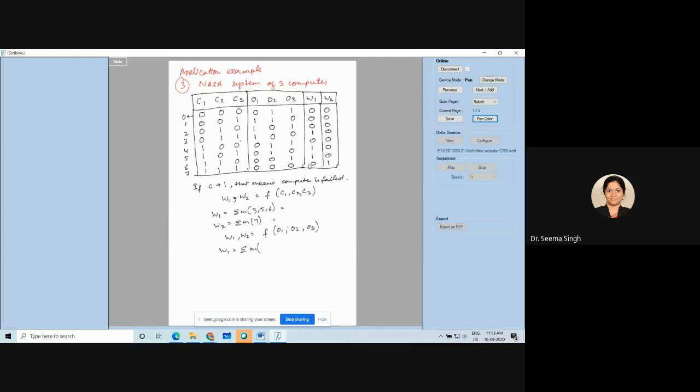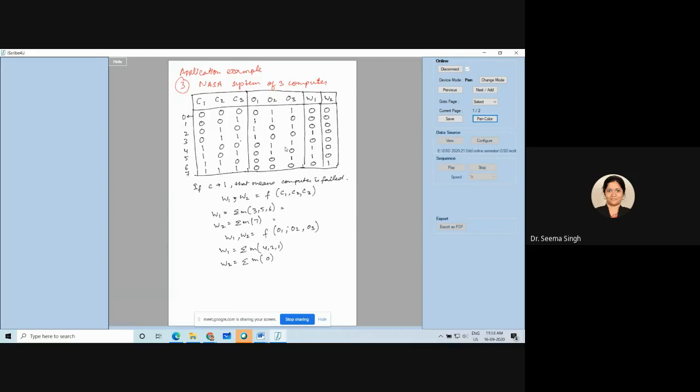So W1 is high for 3 cases. And what are these 3 cases? 4. And what is this? 2. And this is 1, right? 4, 2, 1. And what is warning 2? That is a 0. Okay.